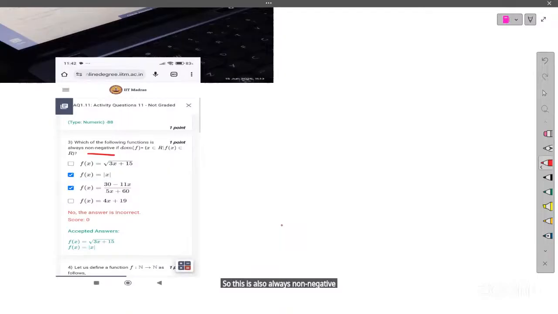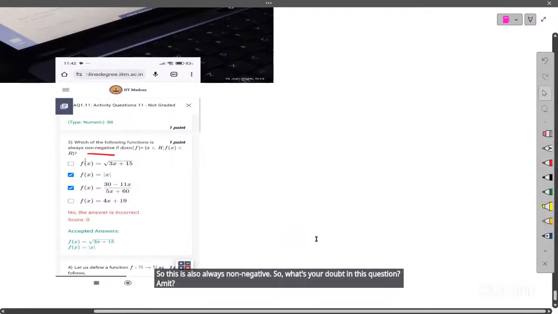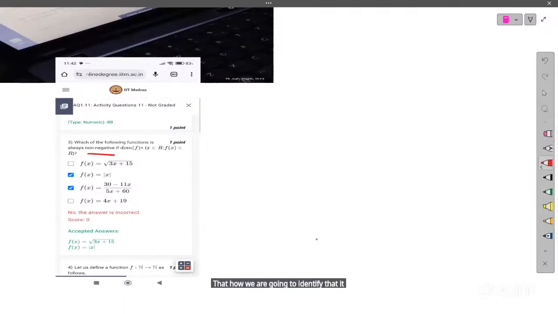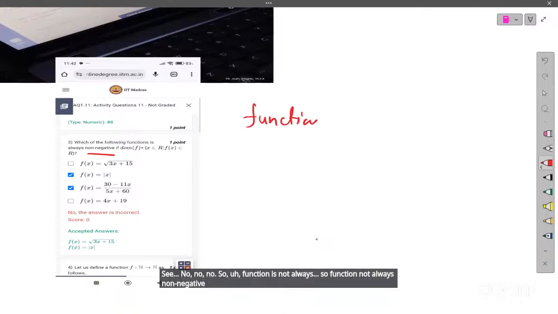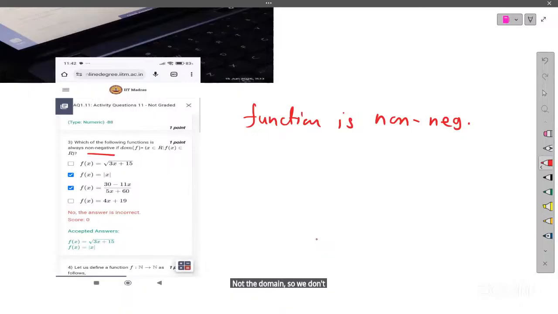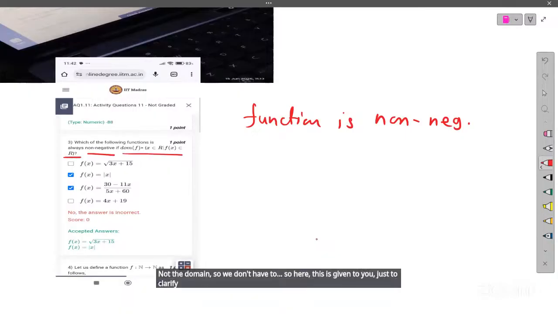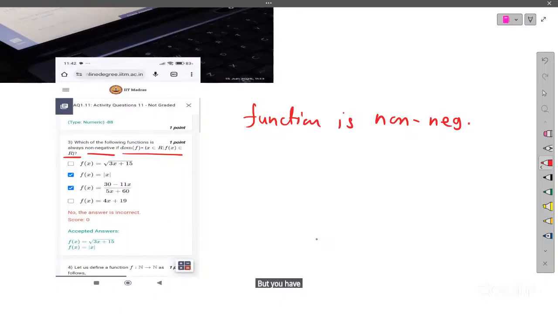So what's your doubt in this question, Amit? That how we are going to identify that it is non-negative. Means, see, the domain of reals would contain negatives also. So the function is not always non-negative. A function being non-negative means the value of the function, not the domain. So here this is given just to clarify that you can take any real number as your domain. But you have to understand this, it's just a notation.